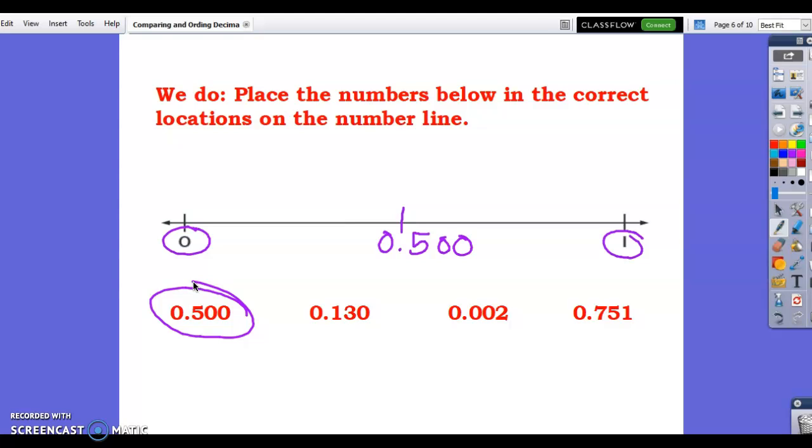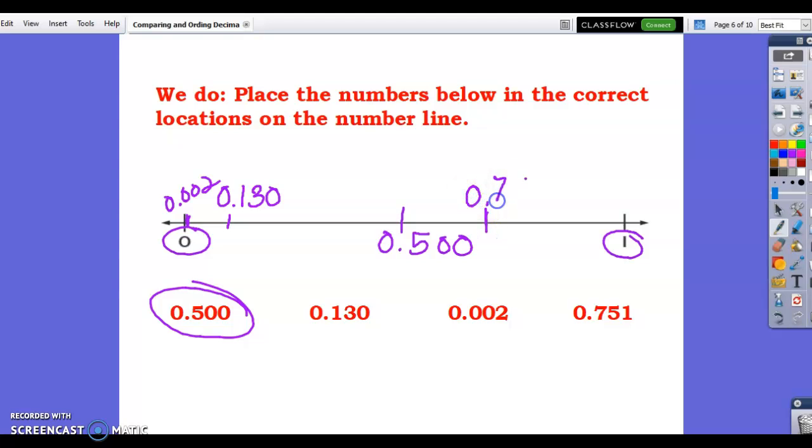Okay, so then you should have your 130 thousandths is 1/10. So I would place that very close. This is a rough estimate. Then your 2 thousandths, remember that is almost at 0, between 0 and 200 thousandths. And then you should have had your 751 thousandths somewhere right about here.